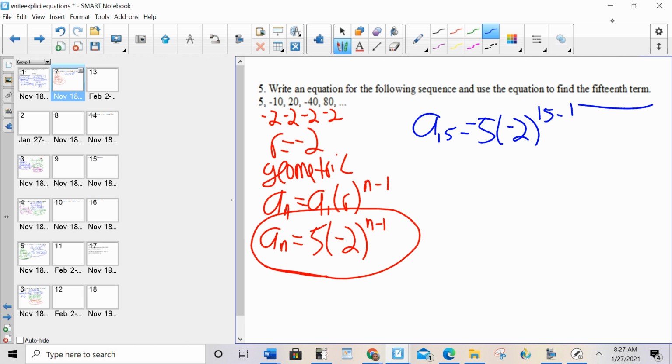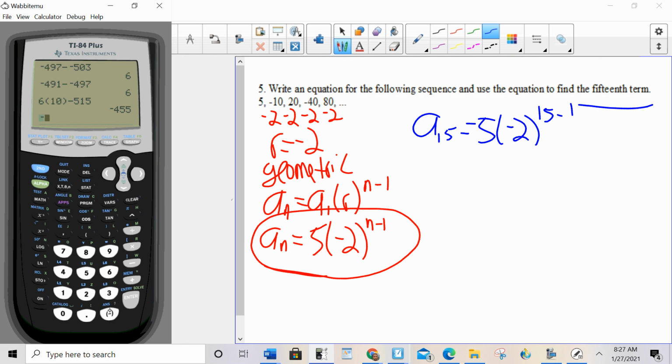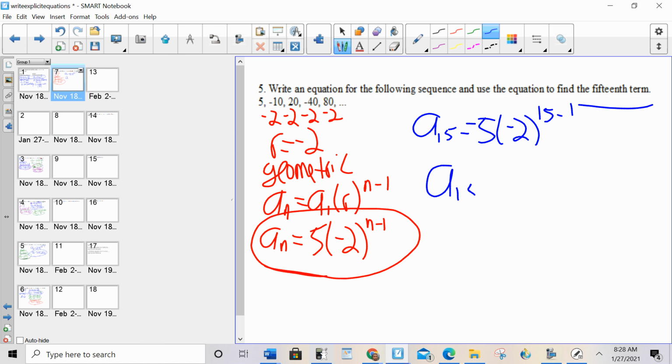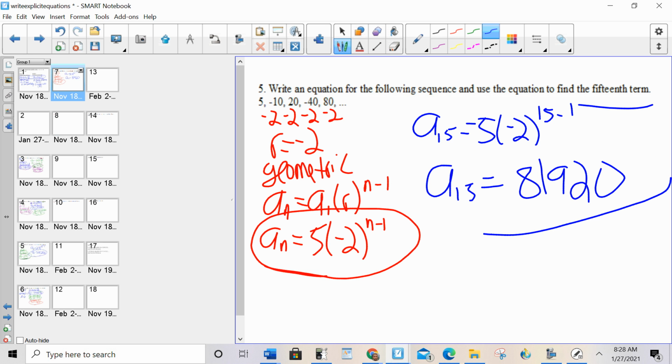This is going to be a very big number. Whenever it's geometric, again, geometric is essentially exponential. So it's positive 5 times negative 2 to the power of 15 minus 1. You might be thinking, Mr. Shalansky, can I just, instead of 15 minus 1, write 14? Yeah, that's fine, either way. 81,920. That's it.